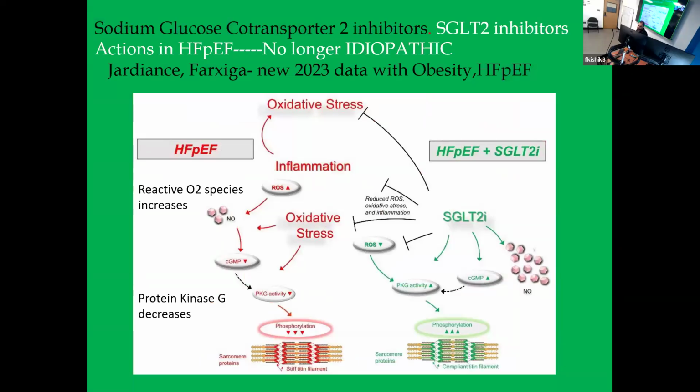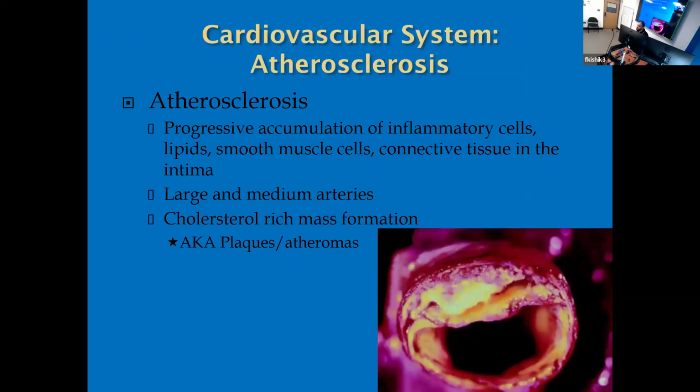That is how SGLT2s actually work at the oxidative level. Anyway, atherosclerosis. So the rest of the stuff should kind of make sense. This should hopefully be review. Atherosclerosis: a lot of cholesterol, progressive accumulation of inflammatory cells. You have large and medium arteries that get affected. You eat a lot of McDonald's, you'll end up with a heart attack.